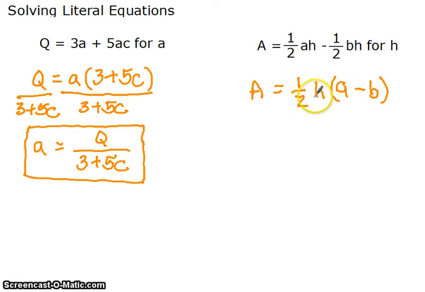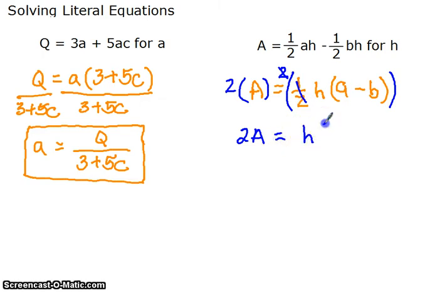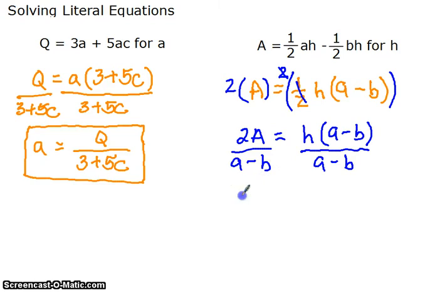So remember last page, we canceled out the fraction by multiplying by the denominator. We're going to be able to do the same thing here. So I'm going to multiply this by 2 and multiply this by 2. So that gives me 2A. The 2 and the 1/2 cancel each other out, so I'm left with H times A minus B. And then now, like the last problem, if we divide by A minus B, that'll cancel out, and we'll be left with our answer, which is H equals 2A over A minus B.